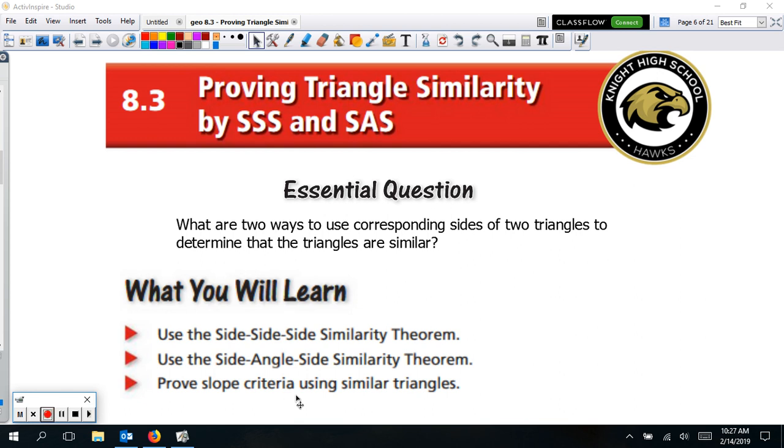Hey Geometry, welcome back. 8.3 in Big Ideas, Proving Triangle Similarity by SSS and SAS. So we're looking at these two theorems today to prove that two triangles can be similar.